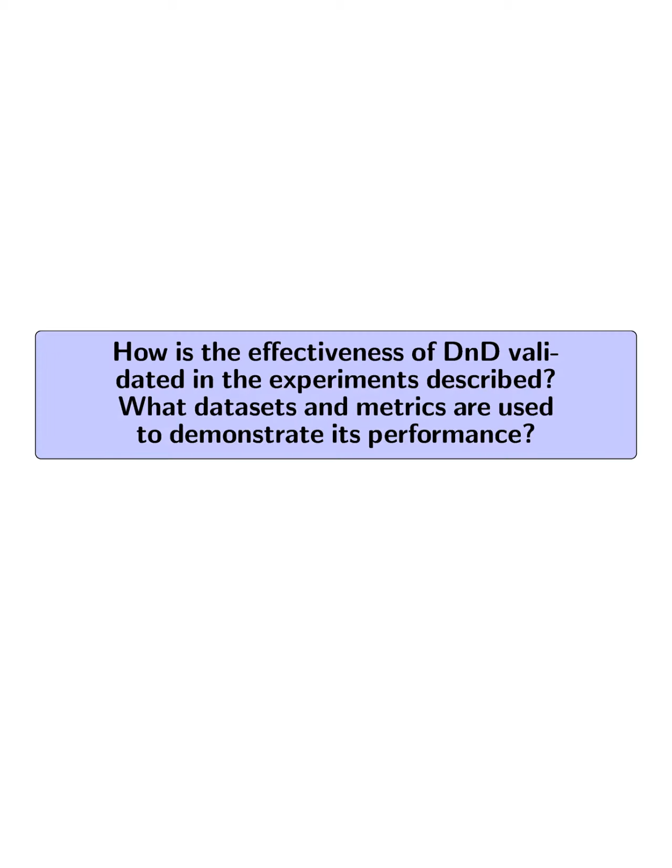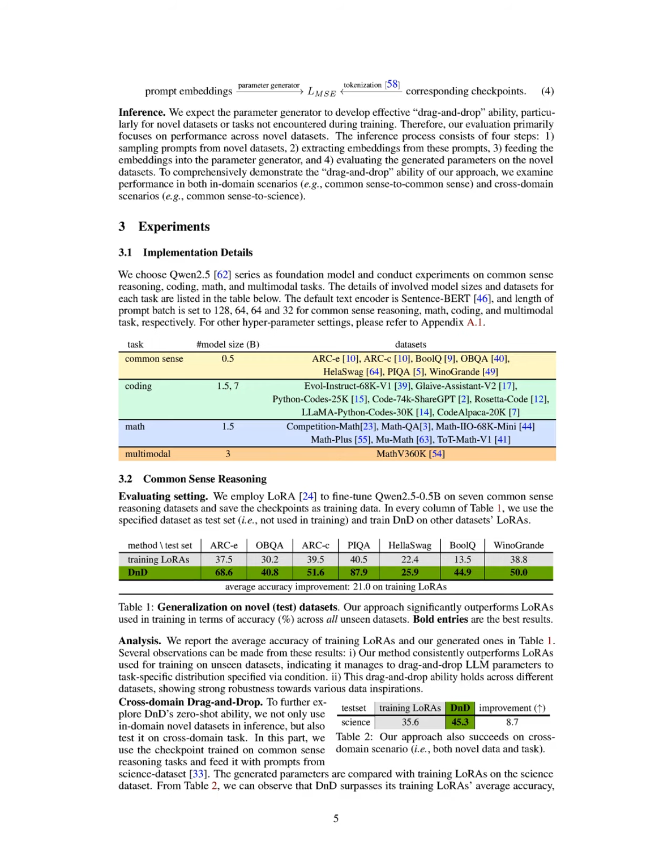How is the effectiveness of DND validated in the experiments described? What datasets and metrics are used to demonstrate its performance? The effectiveness of drag-and-drop LLMs, DND, is validated through comprehensive experiments across various tasks, including common-sense reasoning, mathematics, coding, and multimodal benchmarks. The evaluation involves both in-domain and cross-domain scenarios, where DND generates tailored model parameters from prompts of novel datasets not seen during training.